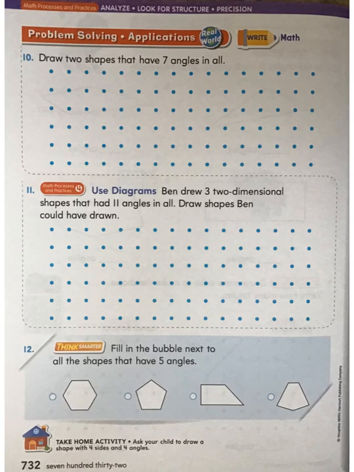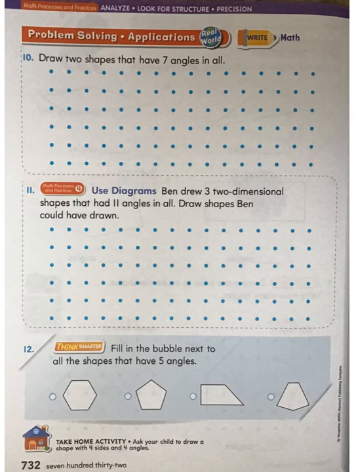For number 10, you need to think of 2 shapes that equal 7 angles in all. So I'm thinking 2 shapes, and each shape will have a number of angles, so I'm thinking 2 numbers. What 2 numbers add up to 7? There's 1 plus 6, that equals 7, but I can't have a shape that has just 1 side or 1 angle, so that's not going to do it for me. What about 2 plus 5? Again, it equals 7, but I can't have a shape that has only 2 sides.